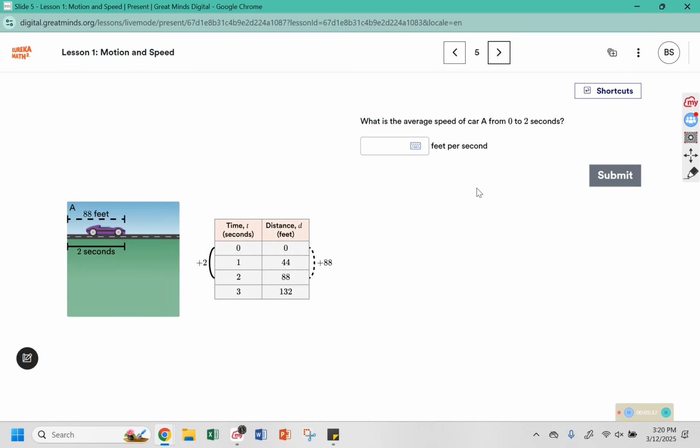What is the average speed of car A from 0 to 2 seconds? So the total distance from 0 to 2 seconds is 88 feet, and the time is 2. So the total distance, 88, divided by the total time, 2, would give us an average speed of 44 feet per second.